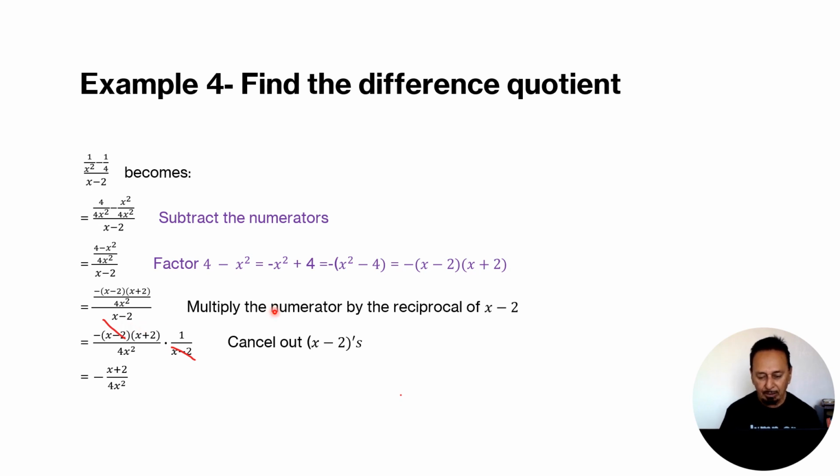Now you can see the x minus 2 and x minus 2. Or you can rewrite the top fraction, negative x minus 2 times x plus 2 over 4x squared, times the reciprocal of x minus 2, which is 1 over x minus 2. Now we can cancel out x minus 2 and you're left with what? Negative x plus 2 over 4x squared. And that is the answer for the difference quotient.